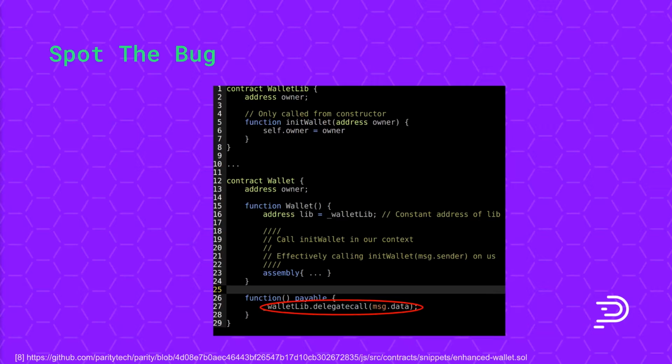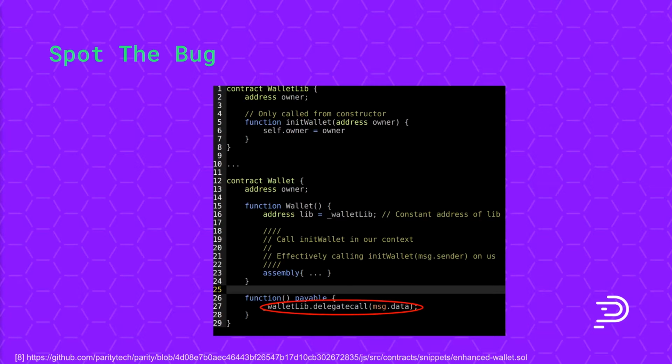Because of the implicit behaviors of the fallback function and the relationship between libraries and contracts, this vulnerability can be hard to spot, but has disastrous consequences. As a note, this is a simplified version of the vulnerability which led to the Parity multi-sig wallet hack.